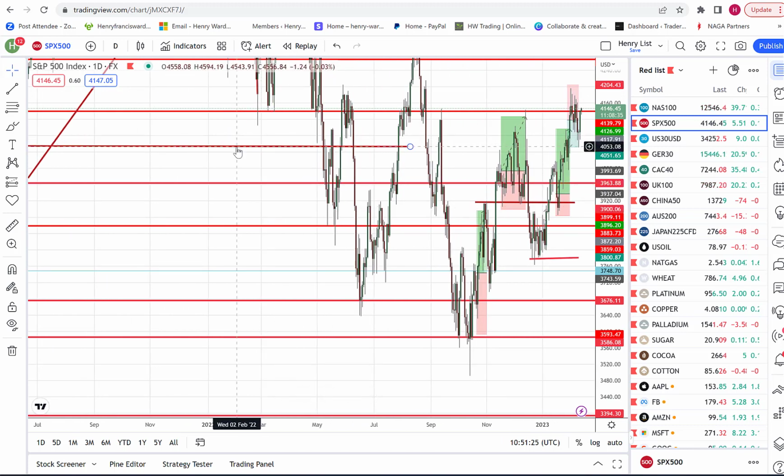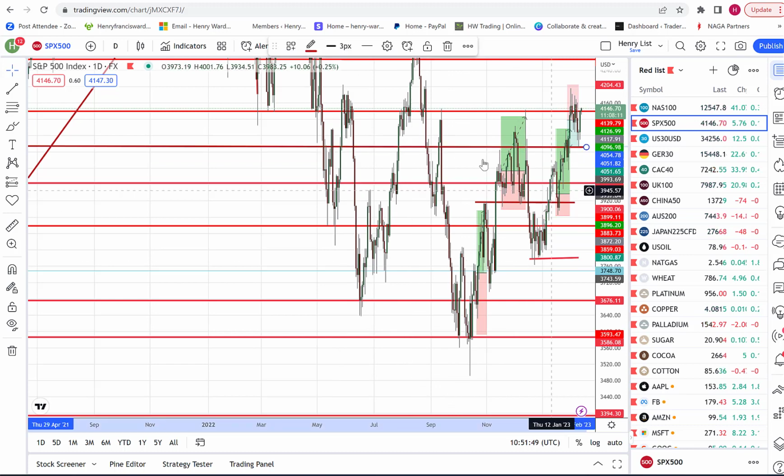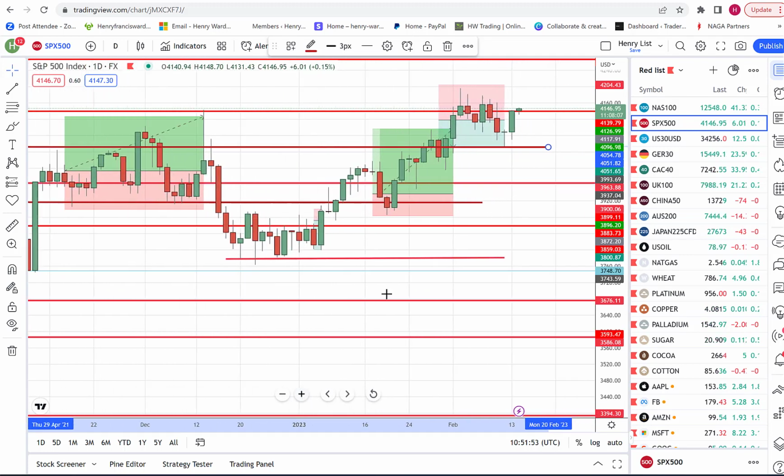There's a random level there that had a couple of touches back historically, but it's been broken numerous times. You could say, well, Henry, that's there, and it gives us a nice little entry to get in on that.